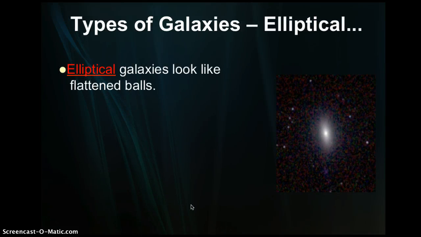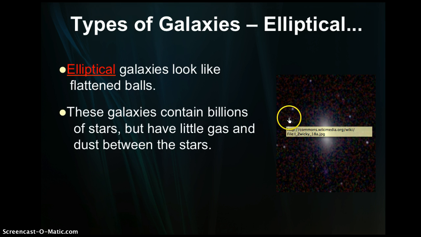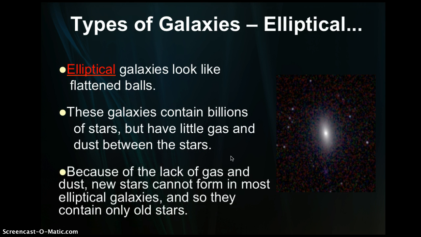An elliptical galaxy looks like a flattened ball. It's an elliptical shape. Earth's orbit around the sun is also elliptical or oval shaped. And you can see it almost looks like somebody took the sides and smushed it together. These galaxies have billions of stars, but very little gas and dust between them. Because of that, they don't really have the ability to form new stars, and so these elliptical galaxies contain mostly old stars.